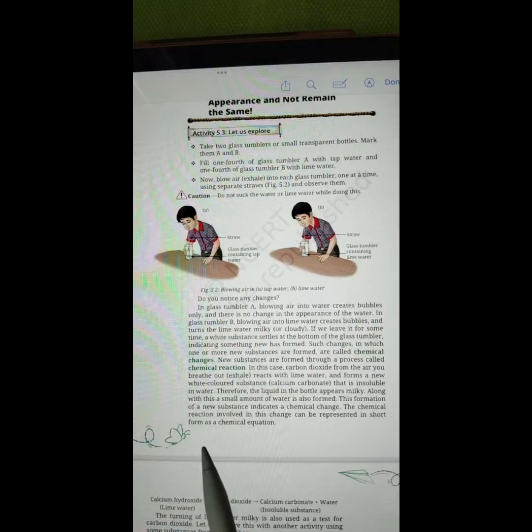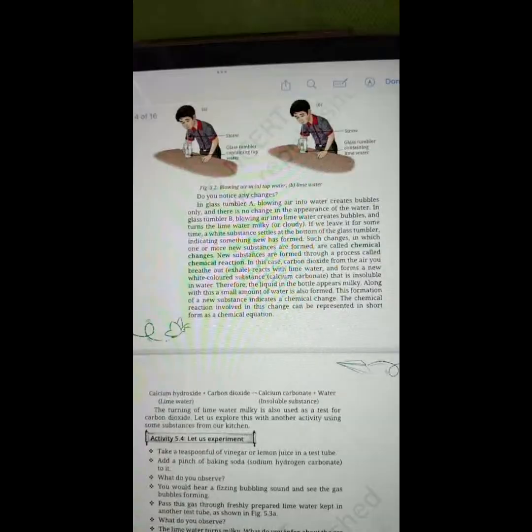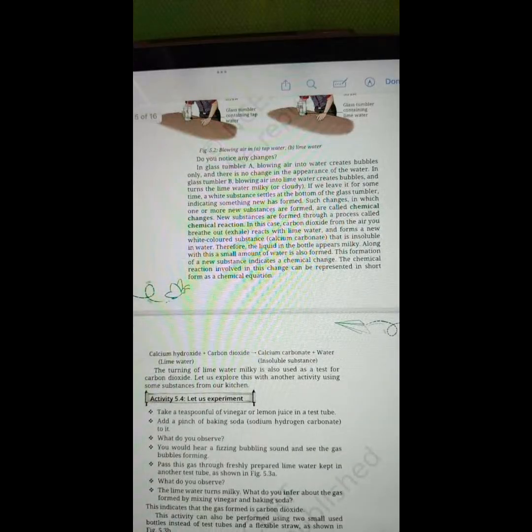Along with this, a small amount of water is also formed. This formation of a new substance indicates a chemical change. The chemical reaction involved in this change can be represented in short form. So here in words, the chemical reaction has been written: calcium hydroxide and carbon dioxide will be reacting together, and what will be formed? Calcium carbonate, along with which water is released.